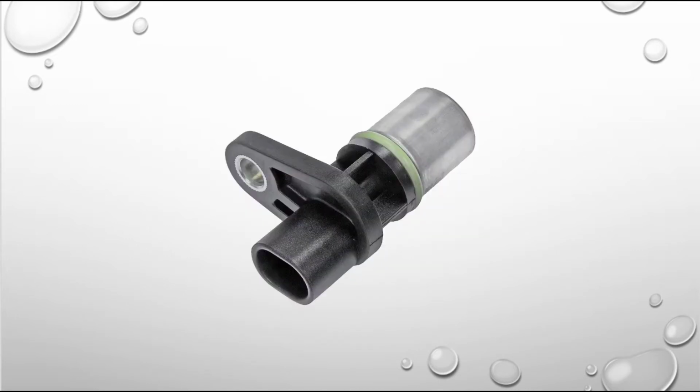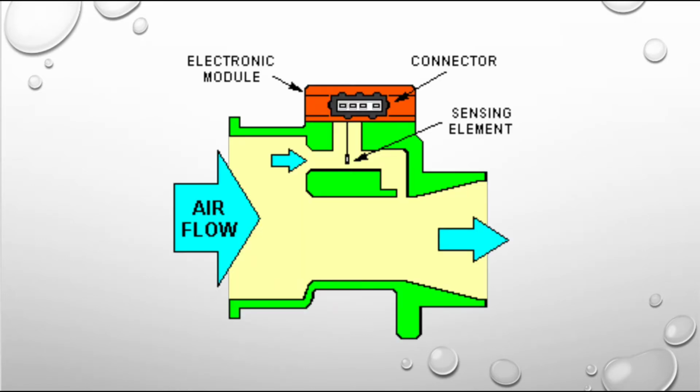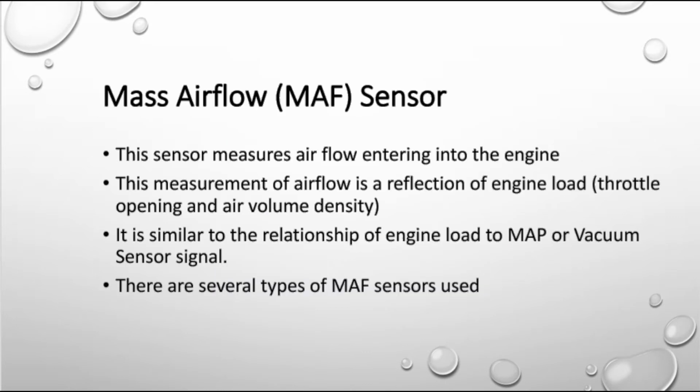Other names are distributor pickup coil, crankshaft or camshaft position sensor, or profile ignition pickup sensor. Mass airflow sensor. This sensor measures the flow of air entering the engine. This measurement of airflow is a reflection of engine load, throttle opening and air volume density. It is similar to the relationship of the engine load to MAP or vacuum sensor signal.